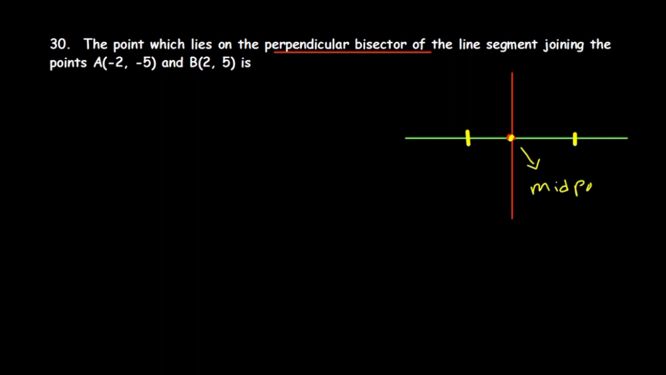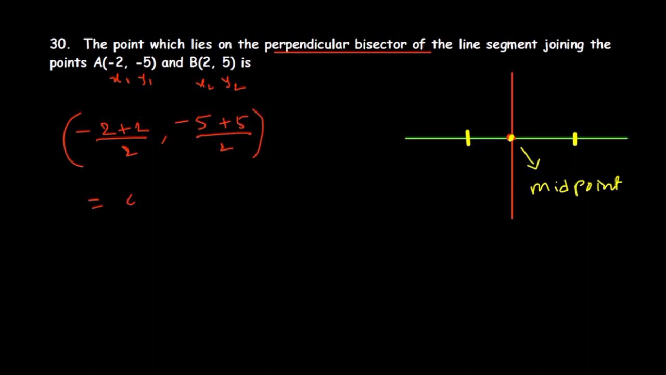So midpoint, that means to find the answer here you should use the midpoint formula. So you can take this as x1 y1 and this as x2 y2. Use the midpoint formula, that is (x1 plus x2) by 2, (y1 plus y2) by 2. So minus 2 plus 2 by 2 and minus 5 plus 5 by 2. Then here you will get 0 by 2 and here also 0 by 2. So that is equal to 0 comma 0, okay.